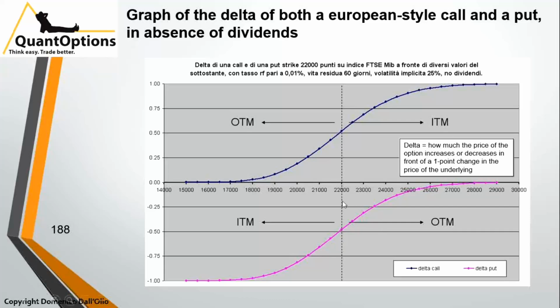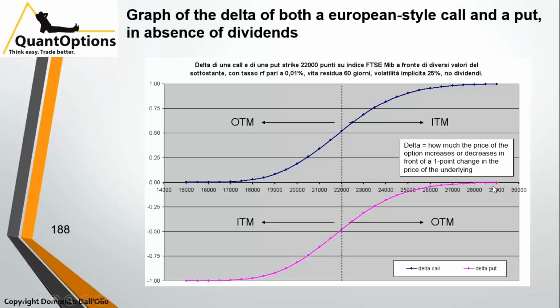Let's now look at the chart of the delta of a put. We still have put 22,000. This is the underlying. If the underlying is much higher than the strike, this time the option is out of the money. So the call is out of the money when the underlying is below the strike. The put is out of the money when the underlying is above the strike. So for 29,000 points of the underlying, the put 22,000 is deep out of the money.